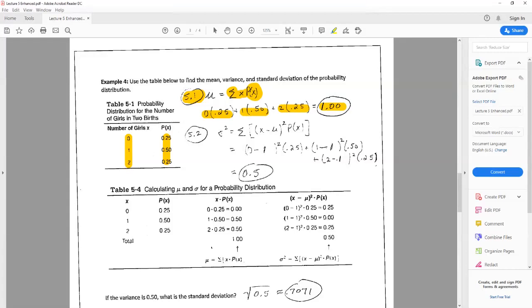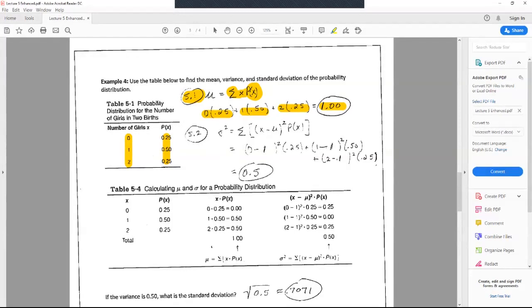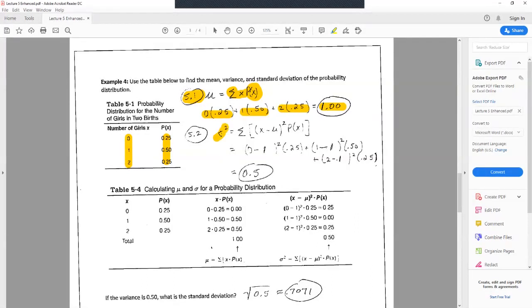The variance is calculated by taking each x value and subtracting the average, squaring it, and multiplying by the probability. And so that's going to be 0 minus 1 squared times 0.25. Then we have 1 minus 1 squared times 0.50. And then we have 2 minus 1 squared times 0.25. And we get the variance is actually equal to 0.5.